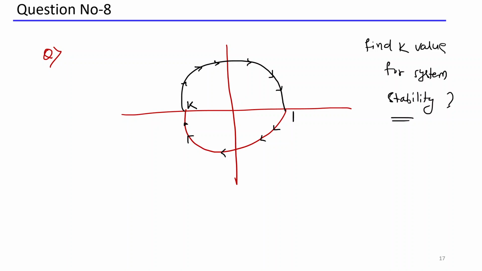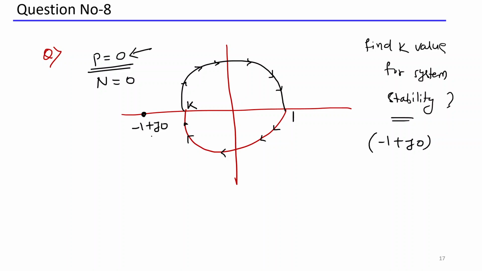In this question, I'm giving that P equal to 0. P is equal to 0 is given because I'm not giving the transfer function. I'm just saying that in the transfer function, P equal to 0. Now, for system stability, N has to be 0, right? If P is 0 from the transfer function, then I conclude that for system stability N has to be 0. N being 0 means the critical point minus 1 plus j0 should lie on the left hand side.